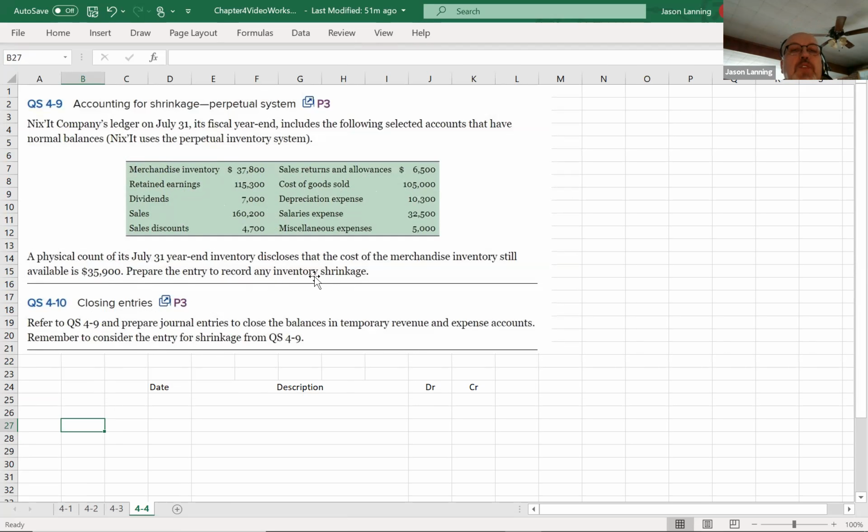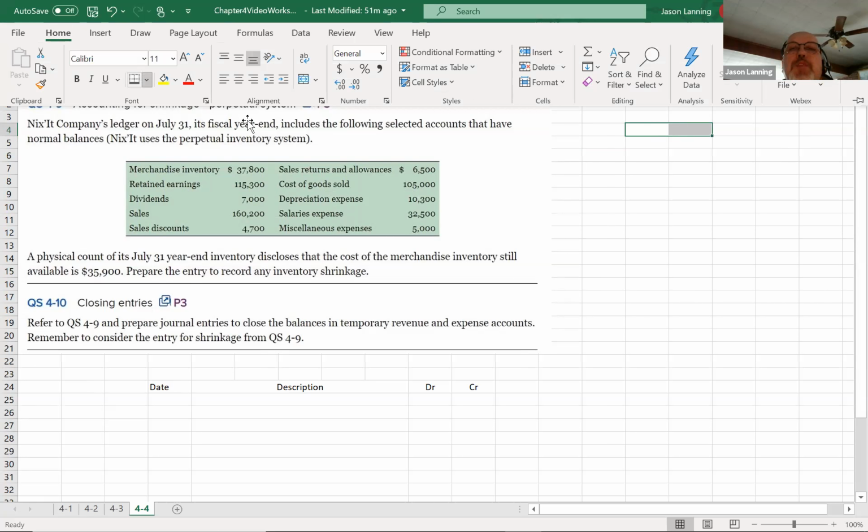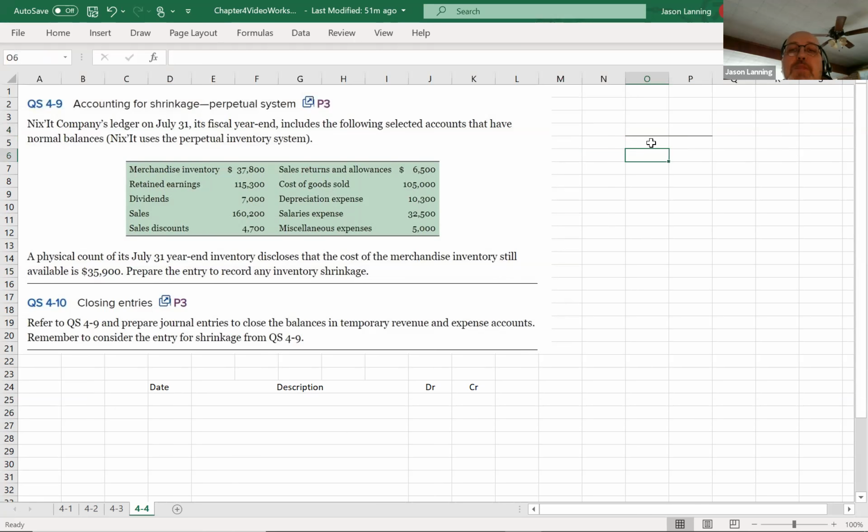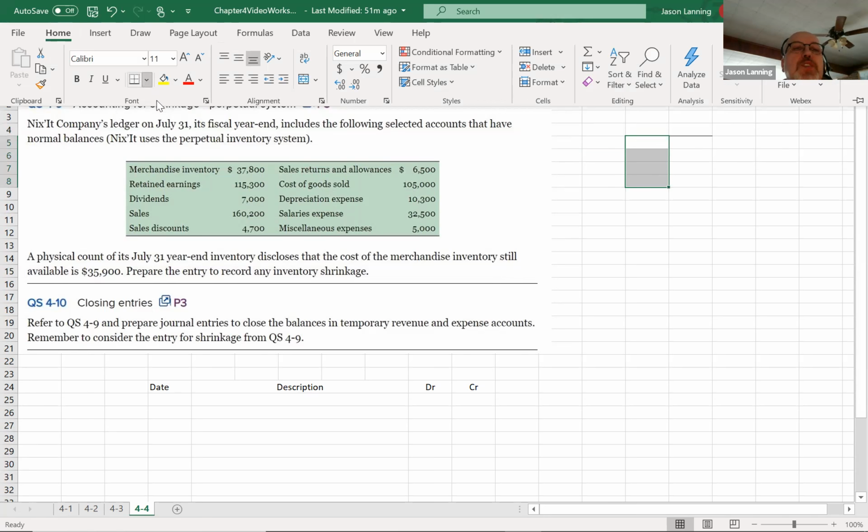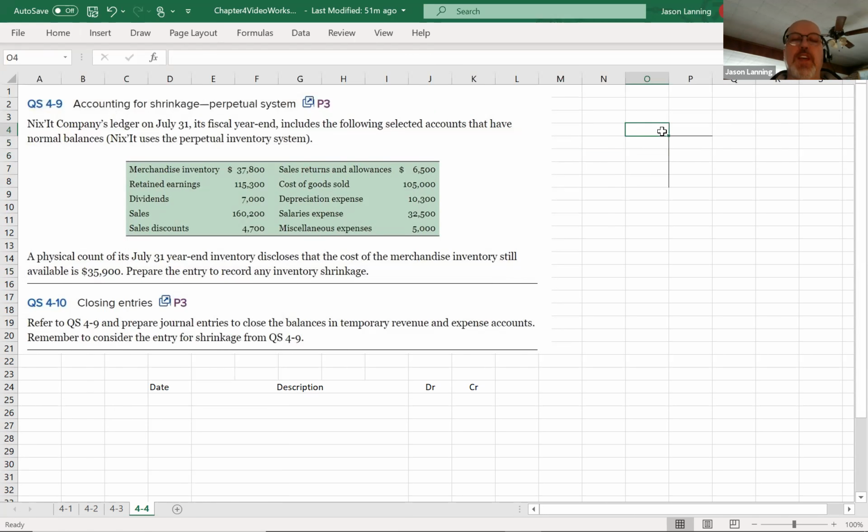But a physical count of inventory shows that we had 35,900 still available. If we look on our account, it has 37,800. So basically, we've got to figure out what we have to do at this point, because what we have in inventory and what we are showing on our statements for inventory does not mesh, and we can't have that. So if we did a little T account here for merchandise inventory, with a debit and credit side, we know this is an asset, so normal amounts on debit. We had 37,800.